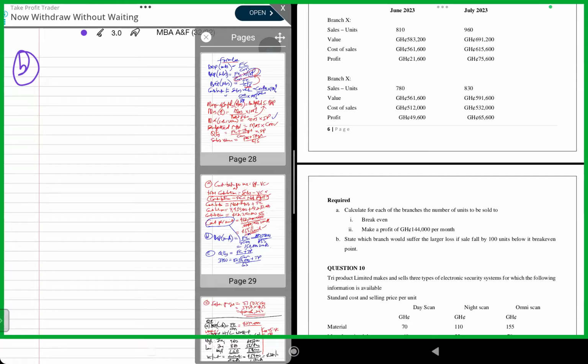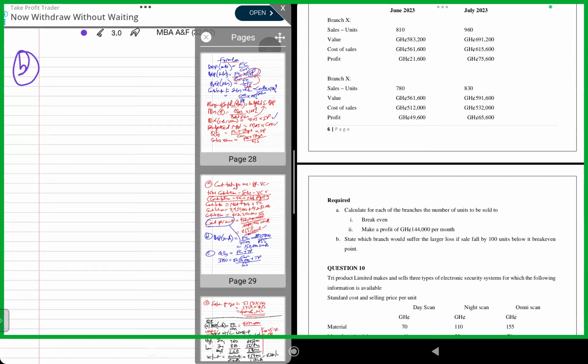150,000, right? Yes. So 150,000 is when the business sells that number of units, it will break even. They say that if sales fall by 100 units below the break-even point, so 150,000 minus 100 units, meaning if they don't sell 100 units, if they're not able to reach 150,000 units, but they go to somewhere like 149,900, where they need only 100 to make up 150,000, and they don't have the 100.